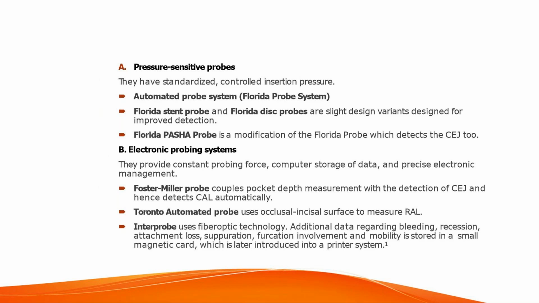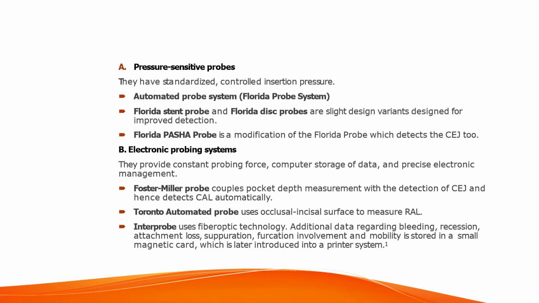So you don't have to go on jotting down the probing depths in the patient, at the different sites of the tooth. You have different probing levels at the mesial, distal, buccal, lingual, palatal. Due to computer storage, that headache is gone. And with precise electronic management, the constant probing force will help you not to go deep into the sulcus. With a lighter force, you would be able to detect if there is any periodontal disease. Examples would be a Foster Miller probe, a Toronto automated probe, or an Interprobe.